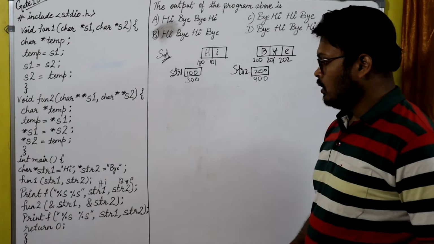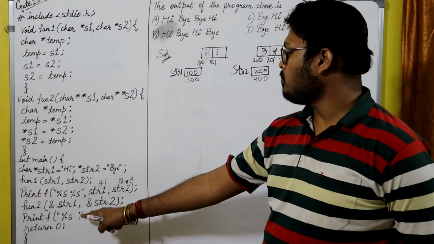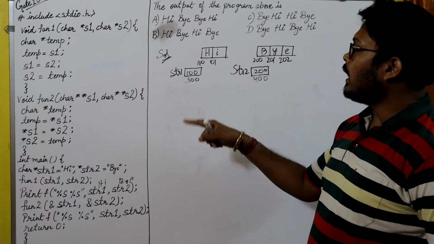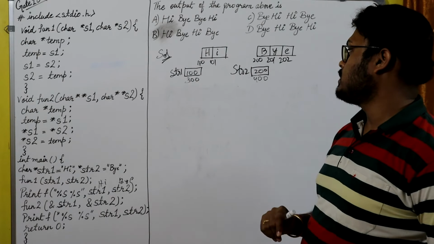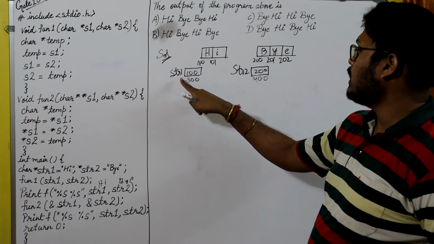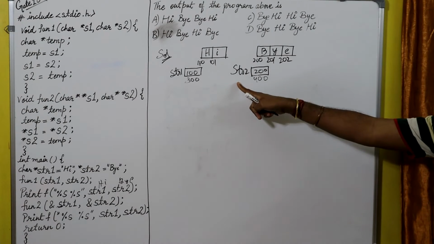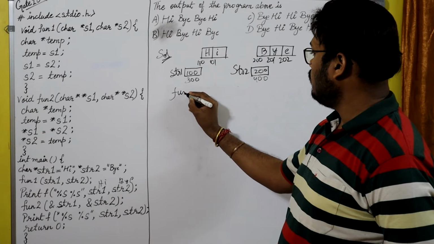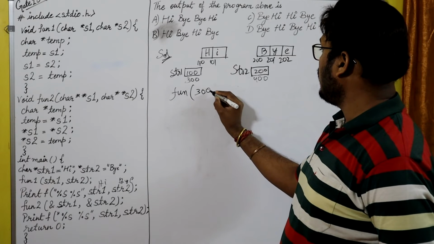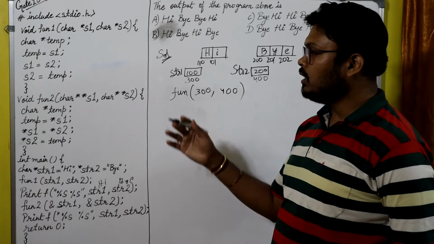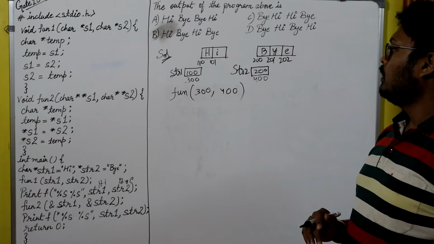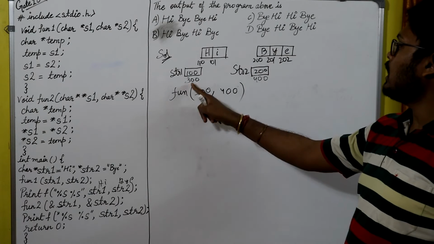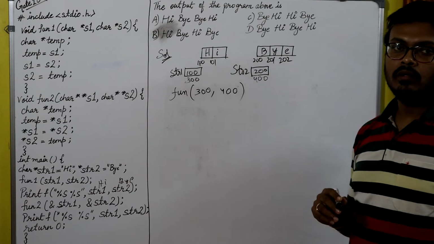In fun2, what are the parameters? &str1, &str2. It means what? The addresses of the pointers are being passed here. What is the address of the pointer str1? 300. And what is the address of the pointer str2? 400. So in fun2, 300 and 400 are being passed as parameters. Fine. And what are 300 and 400? They are the addresses of the pointers str1 and str2 respectively.